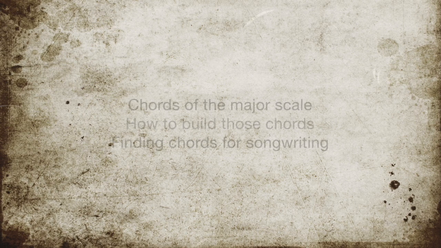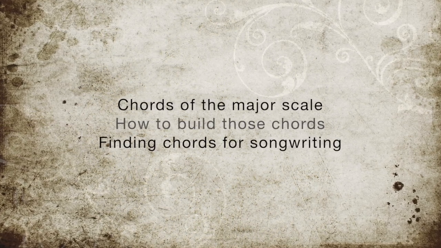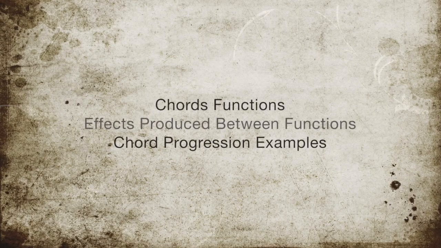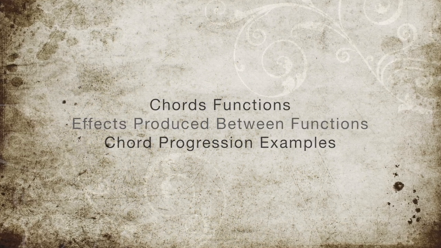This is a 3-part series in writing a song for guitar. In the previous lesson, we looked at chords of the major scale, how to build those chords, and how to find the chords you need for songwriting. This lesson follows on from the previous lesson, and so, amongst other things, we'll be looking at chord functions, effects produced between chord functions, and how this all ties into a popular chord progression. We'll look at the theory, then look at examples of how the theory is used later on in the video.